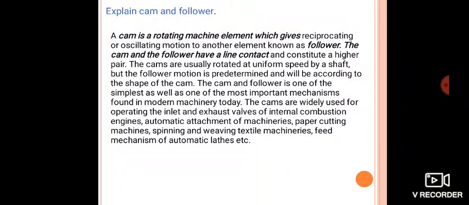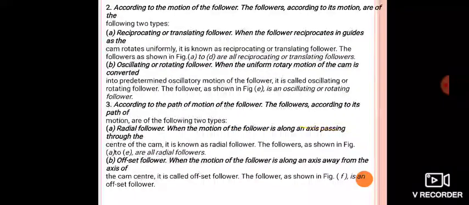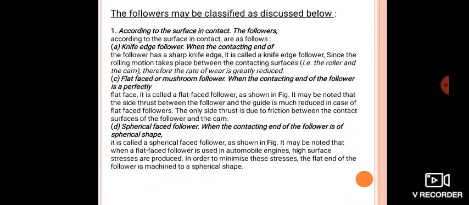This may be asked in your exams for 5 marks. Next, moving on to the next question: explain the types of follower. It is broadly classified into 3 types. We will see them one by one. According to the surface in contact, the follower may be divided into further types. The first one is the knife edged follower.